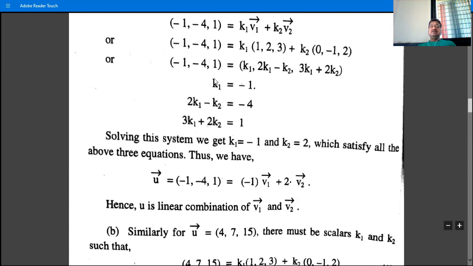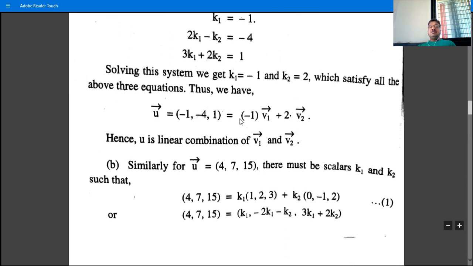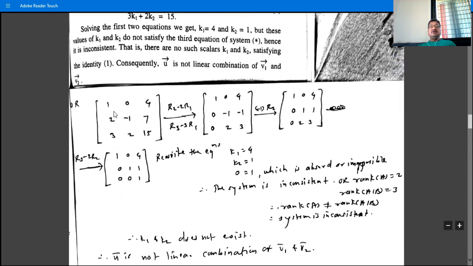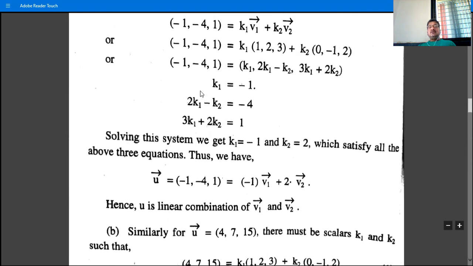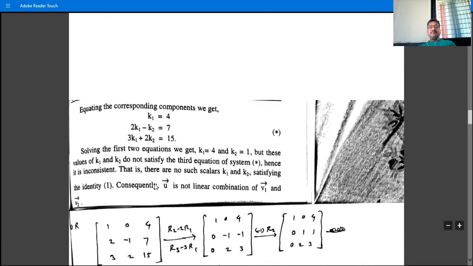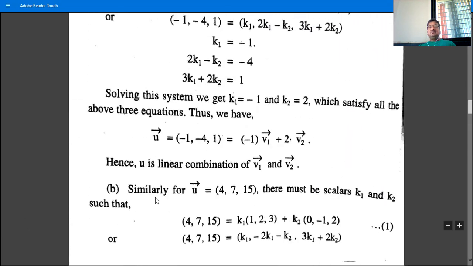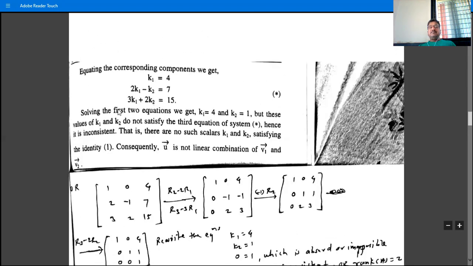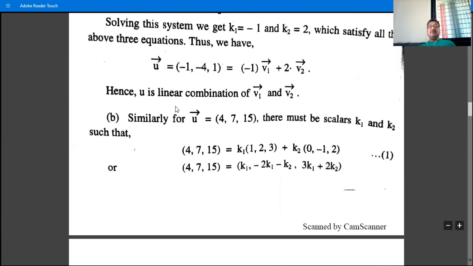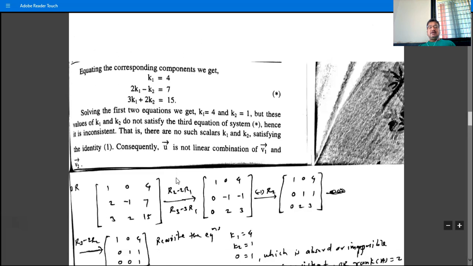So we can solve this system by using the Gauss elimination method. That is, write the augmented matrix. The coefficient of K1 is 1, the coefficient of K2 is 0, and the constant is 4. In this problem we can also solve by using this method, that is, form the augmented matrix. This is the method to solve this system.